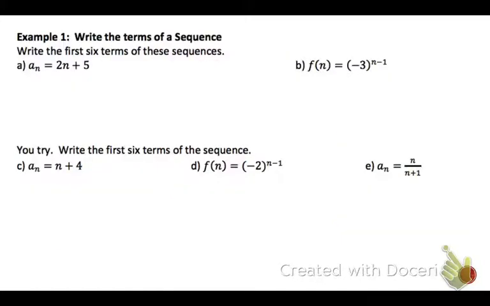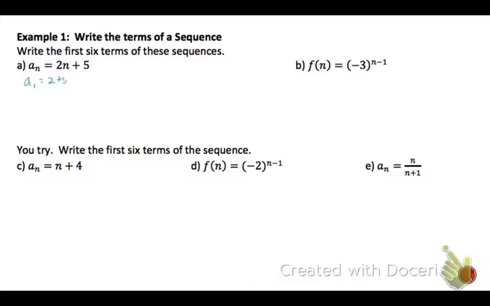All right, now let's look at example 1. We're just going to write the terms of the sequence, and we're given the rule for the sequence. So the first 6 terms. We have the sequence that's given by the rule a sub n equals 2n plus 5. Remember, n is the position number. So we'll just start by plugging in 1.